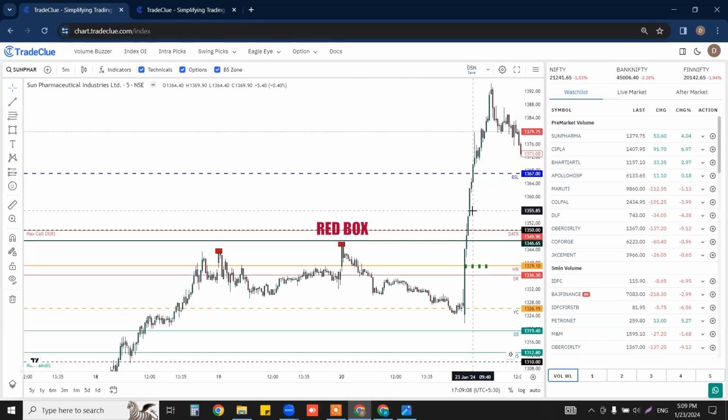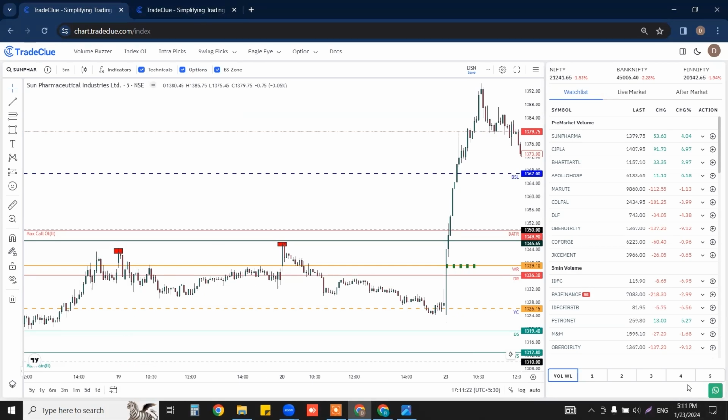So the beauty of TradeClue is that you will get all the stocks in your TradeClue dashboard, as well as the levels, option levels, technical levels, as well as the demand and supply zones will be provided to you before the market starts. You just need to follow the execution concepts and get ready with your stock execution as well as index analytics. That's it from our side.